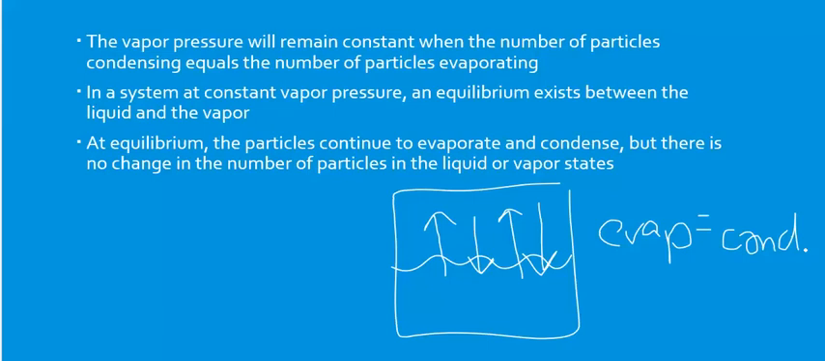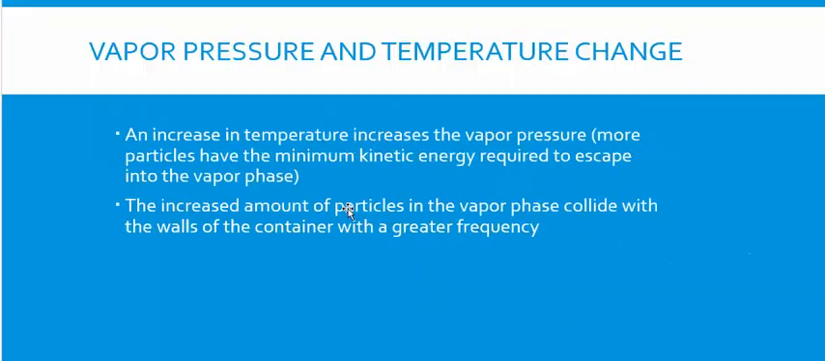But vapor pressure is simply a measure of the force of the vapor that's above the liquid. So if you measure that force of the vapor in a closed container, it's called vapor pressure. I like to think of vapor pressure as the pressure that pushes up from a liquid as it evaporates. If you increase the temperature, you increase the vapor pressure because more particles have the minimum kinetic energy required to escape. And so vapor pressure will change as temperature changes.